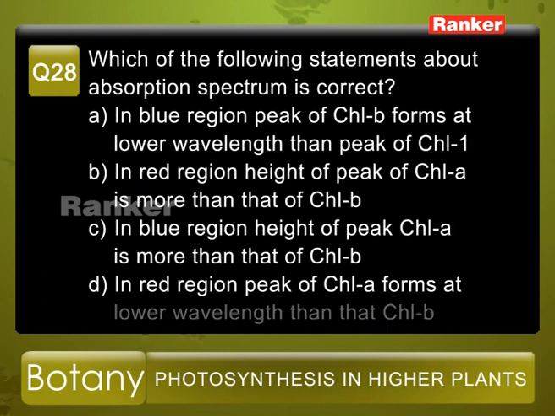Question number 28. Which of the following statements about absorption spectrum is correct? The given options are: A. In blue region, peak of chlorophyll B forms at lower wavelength than peak of chlorophyll A. B. In red region, height of peak of chlorophyll A is more than that of chlorophyll B. C. In blue region, height of peak A is more than that of chlorophyll B. D. In red region, peak of chlorophyll A forms at lower wavelength than that of chlorophyll B.